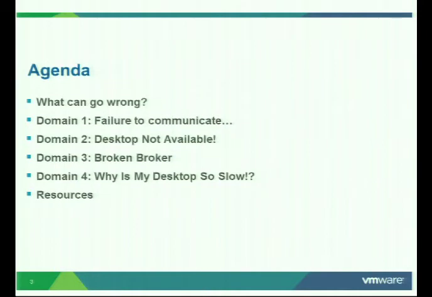So the agenda for today, we've got an hour, and we'll have some time for questions at the end. What we're going to look at is what can go wrong with View, and we'll specifically look at 4 domains, what we call the problem domains around View. And we'll look at the common issues that we see in each of those domains, how you can identify them, and to some extent how you can fix them. And then we've got a few resources at the end.